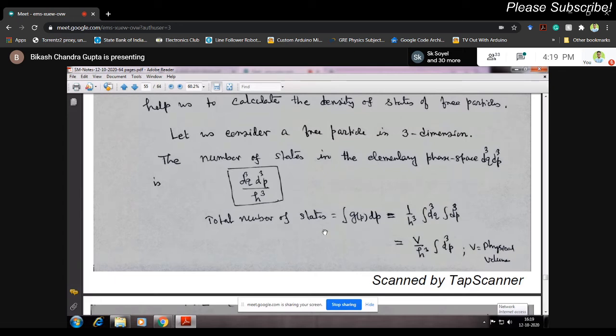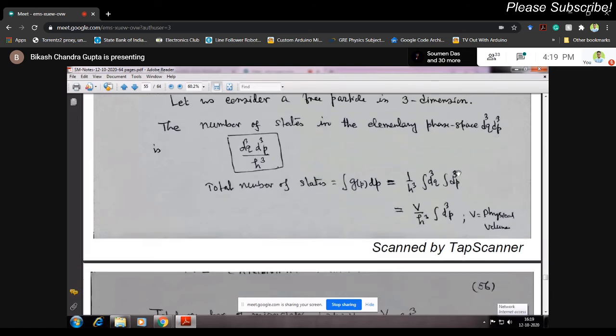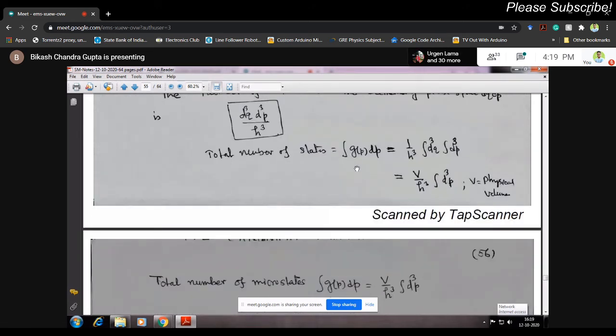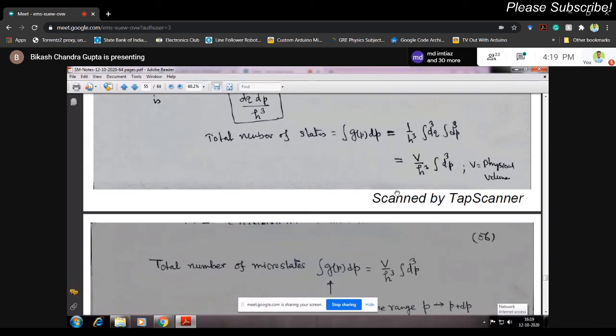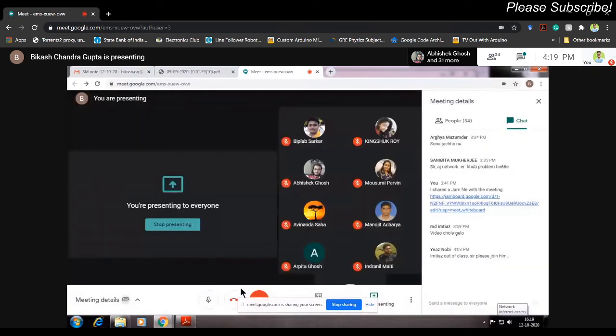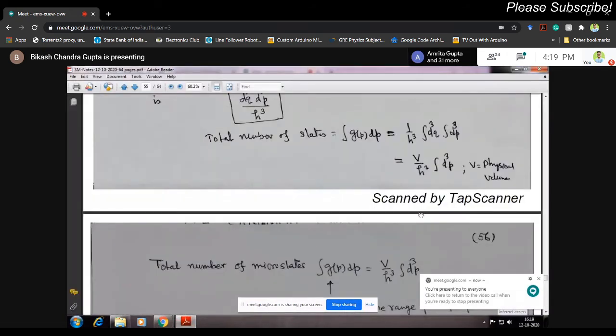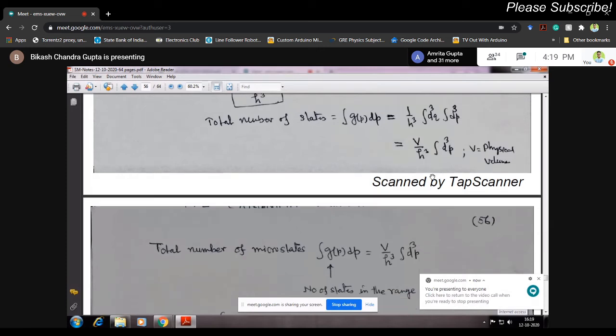And then if you integrate over the entire phase space and divide by h cube, you get the total number of states, and that is the integral of g(p) dp. We want to find g(p), the density of states per unit volume at p. Then you integrate out V, so V by h cube times the integral of d cube p. Okay, so this is the total number of states.